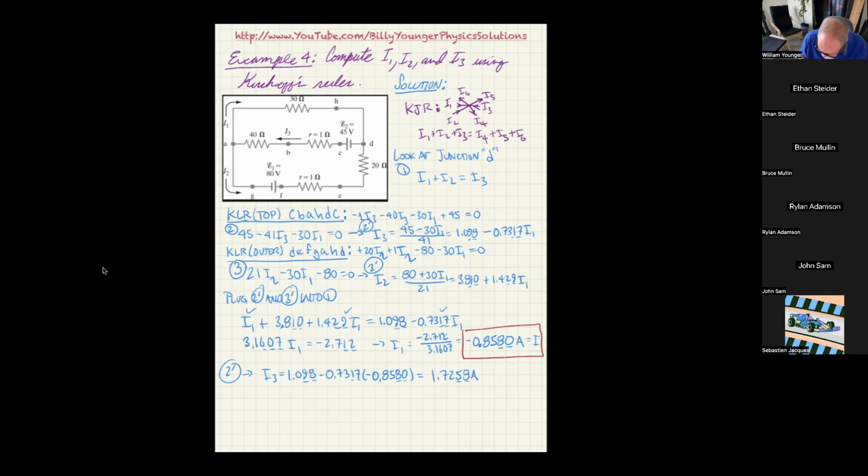Amps. And that's actually equal to, this one was I1. I forgot to write that there. This one is I3. So now I have the current through the middle wire.